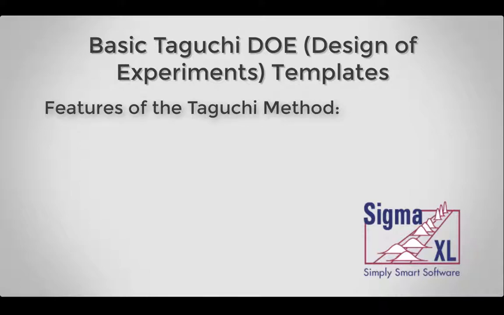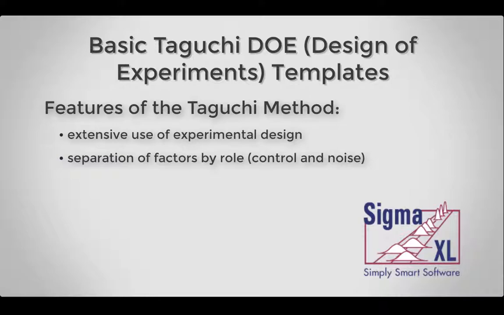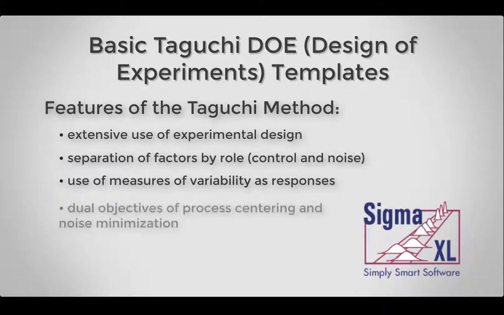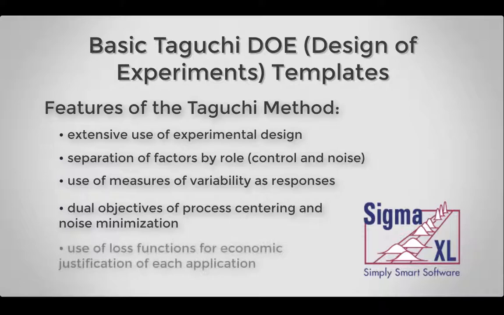The features of the Taguchi method include extensive use of experimental design, separation of factors by role, control, and noise, use of measures of variability as responses, dual objectives of process centering and noise minimization, and use of loss functions for economic justification of each application.